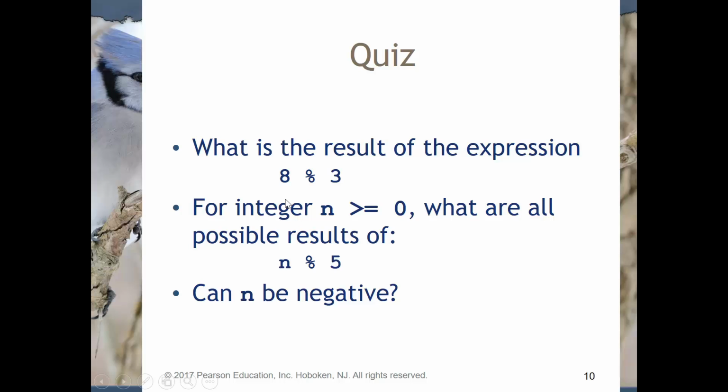Let's think about that a little more. What is the result of the expression 8 modulo 3? So 3 goes into 8 2 times, and what's the leftover? 2. For an integer n greater than or equal to 0, what are all the possible results of n % 5?